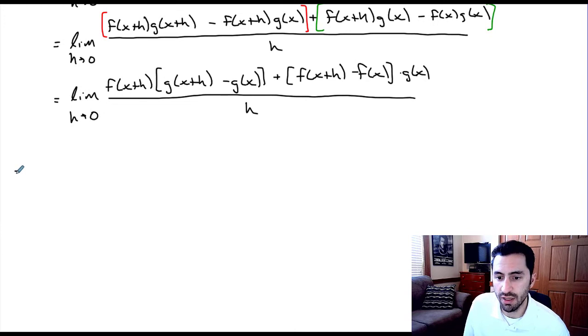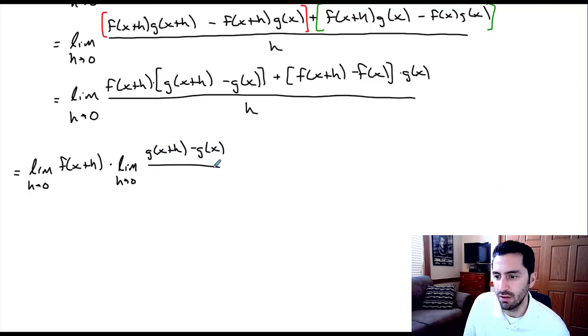Separating this out, first we'll have the limit as h approaches 0. I'm going to separate out this f of x plus h. And then this one is going to be times, so our product rule for limits, we'll have the limit as h approaches 0 of g of x plus h minus g of x all over h. Okay, that takes care of these first two, separated by the plus sign.